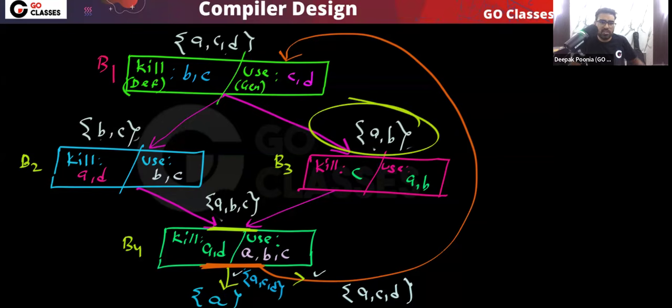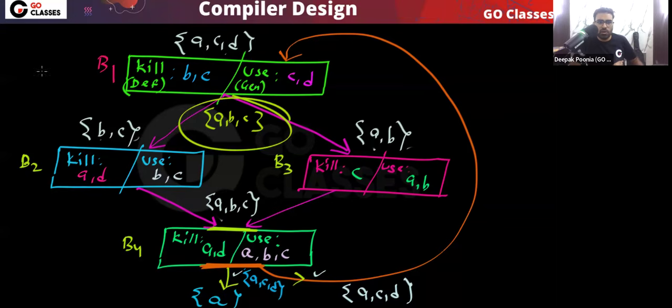Similarly for B3, this will also not change. Similarly, out of B1 will be union of in of B2 and in of B3. That will be ABC. That will also not change. And from this, you will find the in of B1. That will also not change. Is this point clear? Very simple point.